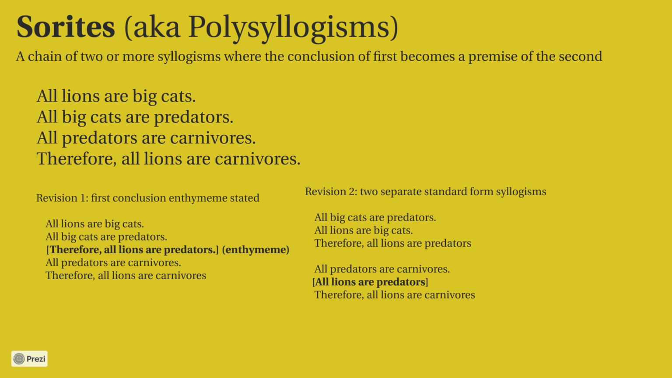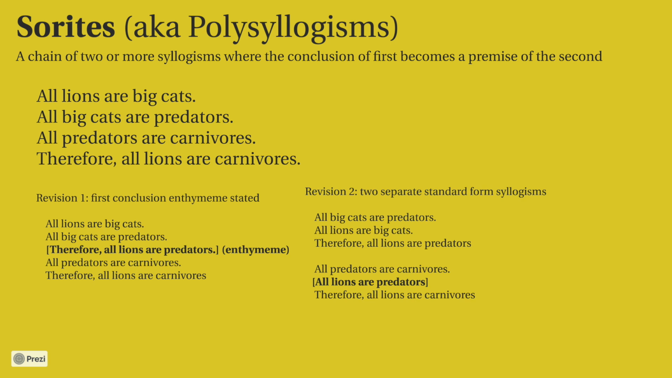The first step in our revision process was to identify the enthymeme. The second step is to then revise the two or more arguments involved, putting them in proper form and making clear any unstated premises. We found what was unstated for the first argument, therefore all lions are predators, but we also have something unstated in the second argument. The second argument is arguing that all predators are carnivores and that lions are predators. Therefore, lions are carnivores. So let's revise this polysyllogism into two standard syllogisms.